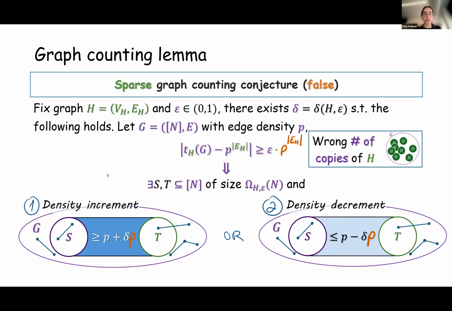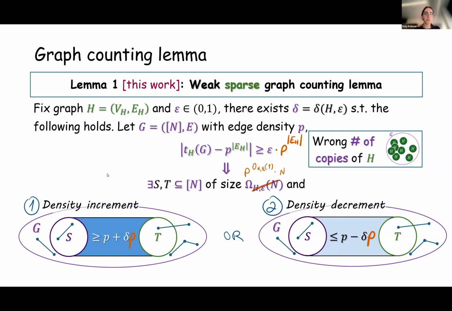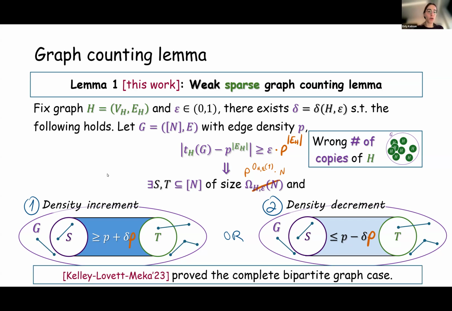If we pay in the size of the set, then we can prove such a theorem. We call it the weak sparse graph counting lemma. This was already proved for the case that H is a complete bipartite graph by Kelley and Meka, and our proof is actually an easy generalization of their proof. So what's wrong? Why didn't we finish?